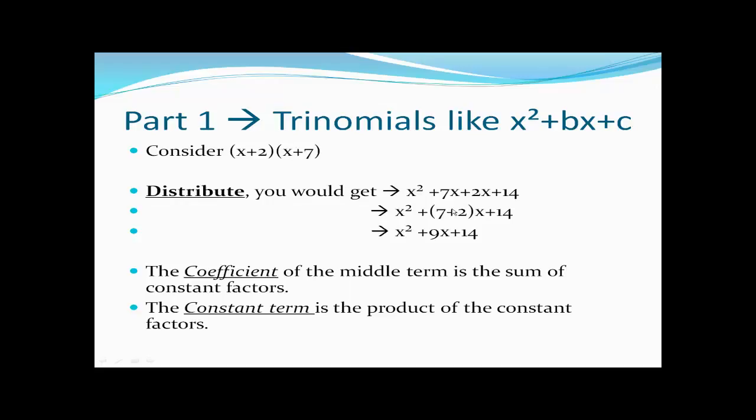And I want you to notice that in the middle you have positive 9, and on the outside you have positive 14. The coefficient of the middle term is the sum of the constant factors. So you have a positive 9 here, and that's this 2 and 7 added together. Then the constant term at the end is 14, and I want you to notice that 2 times 7 will give you 14.